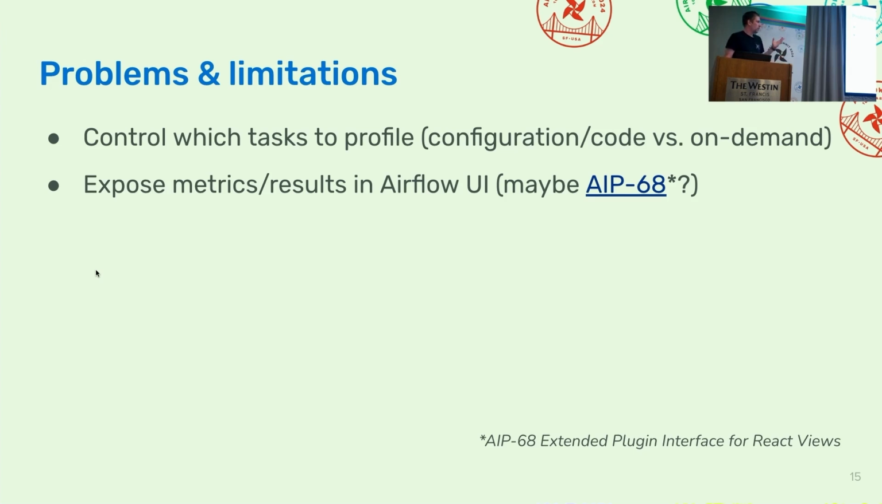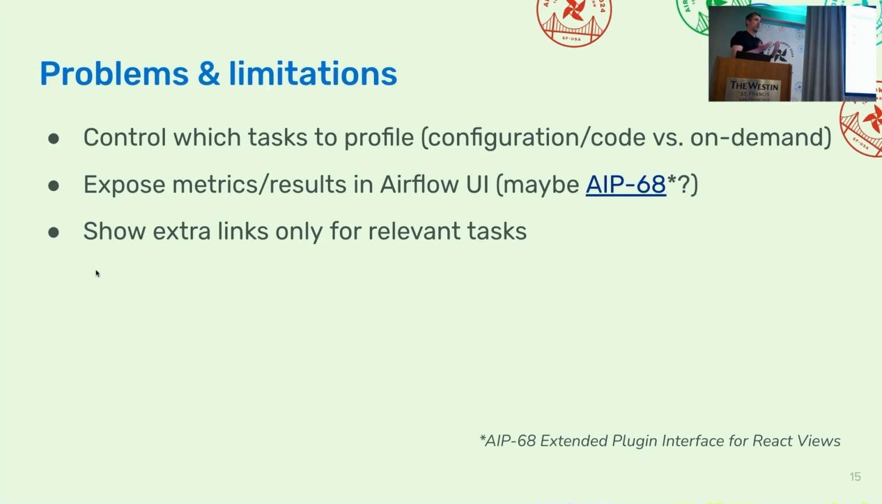Maybe with AIP-68, this is going to be something we can have in the future, custom UIs for reports. I think in general, Airflow could also support data quality scores in the UI or something like that. I think this is something interesting. I think also we don't want to show extra links for tasks which are not profiled. I think the current operator mechanism doesn't really support this. You either define it for particular operators or for all tasks.